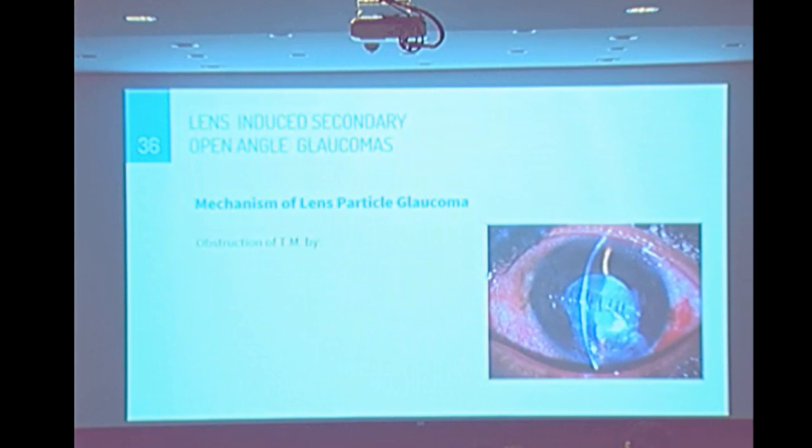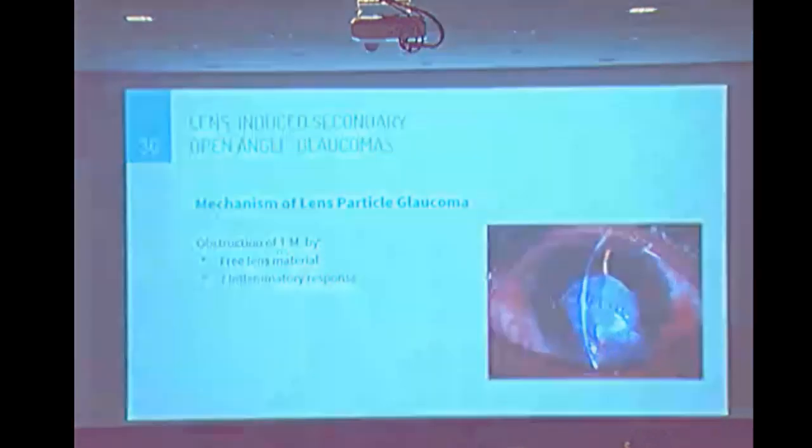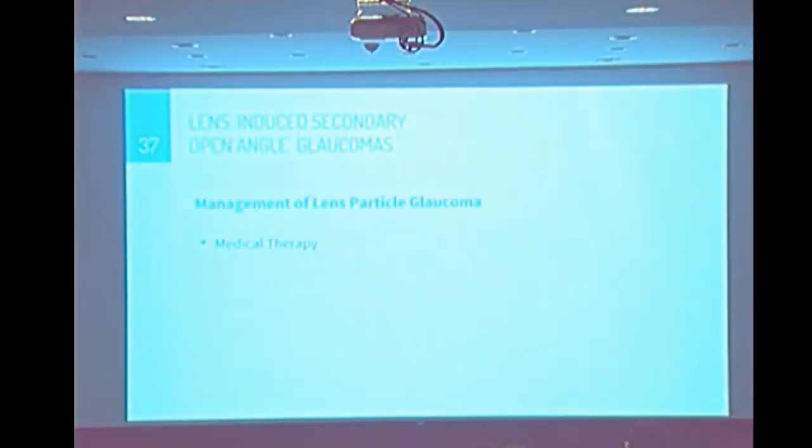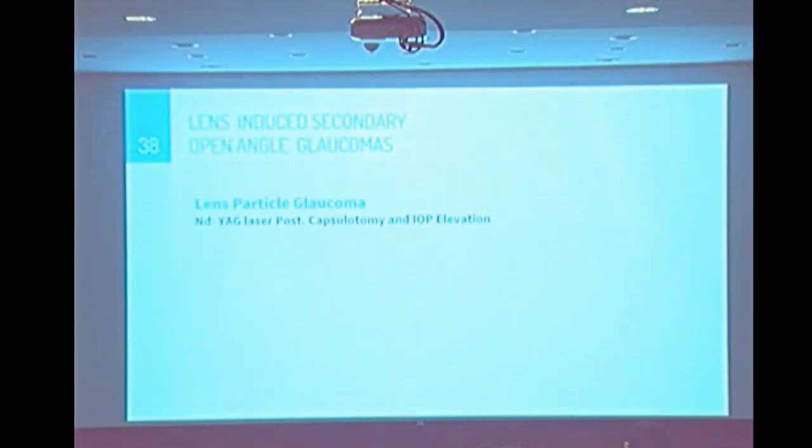So, obstruction of the trabecular meshwork by free lens material, and inflammatory response. The management is medical therapy, as we mentioned, anti-glaucoma therapy and topical steroid, and surgical: you need to do anterior chamber washout and remove the lens matter, simple like this.